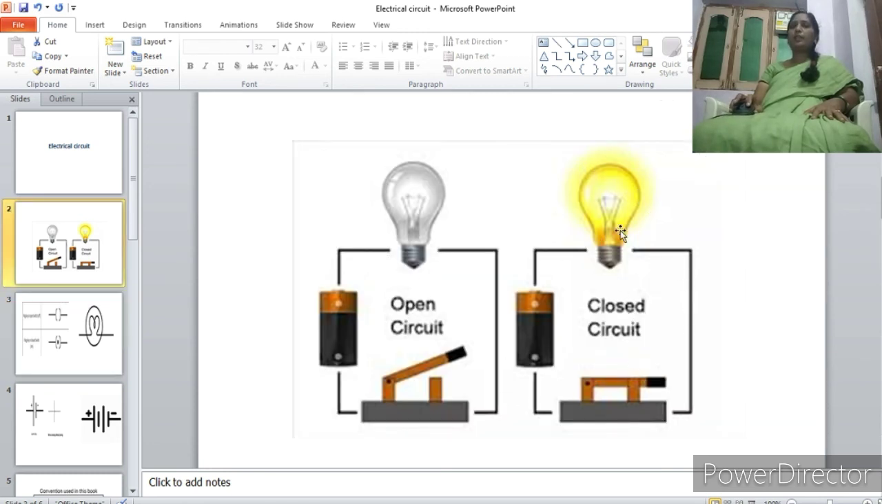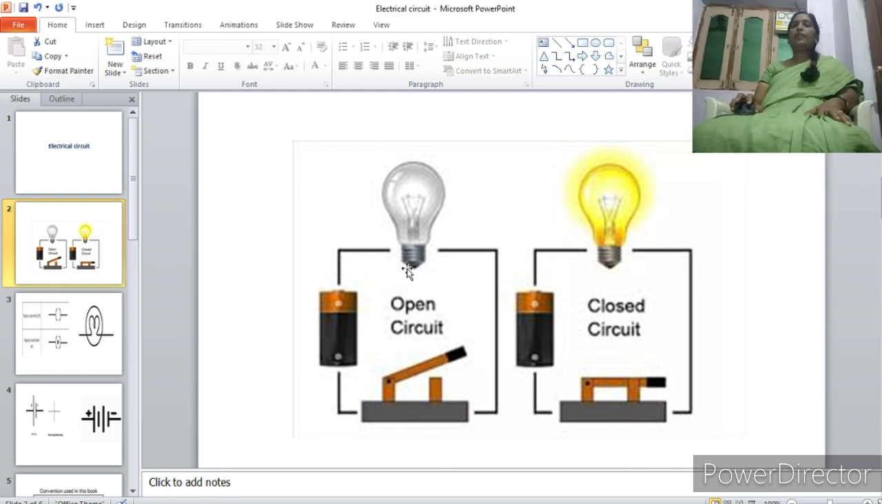Now instead of using all these diagrams, bulb diagram, cell diagram and switch diagram, you can use the symbols and complete the circuit diagram. That is your homework, children. Use the symbols you learnt in today's class. Instead of the diagrams, use all the symbols and complete a closed circuit and also draw an open circuit, an electrical circuit with the help of symbols. That's your today's homework, children.